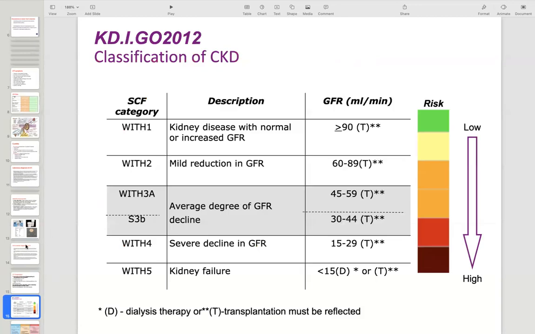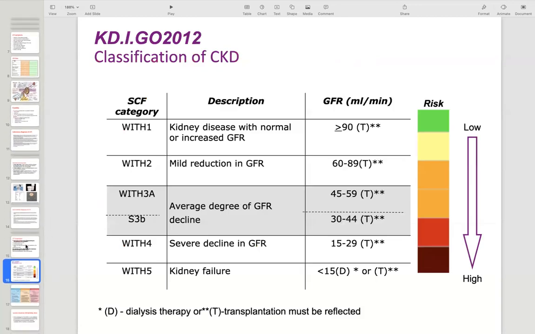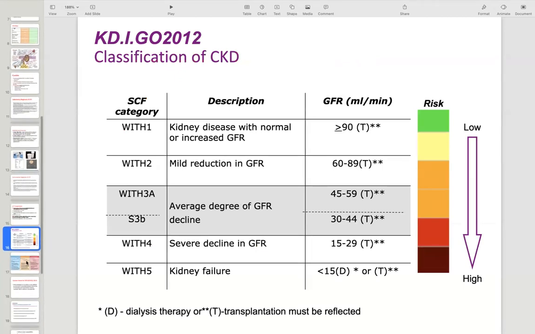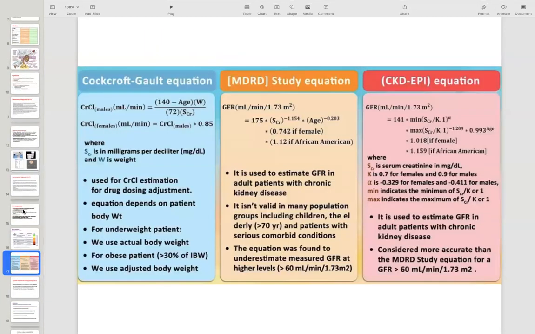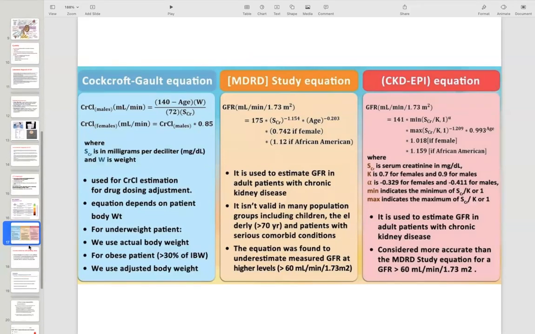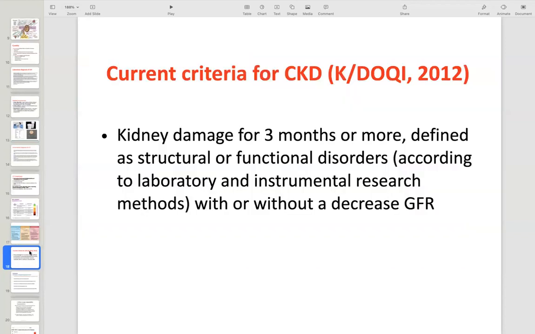Here is the classification of chronic kidney disease by glomerular filtration rate. And there are 3 types of equations for the calculation of the GFR. The current criteria for CKD: kidney damage for 3 months or more, defined as structural or functional disorders, according to laboratory and instrumental research methods, with or without decrease in GFR.